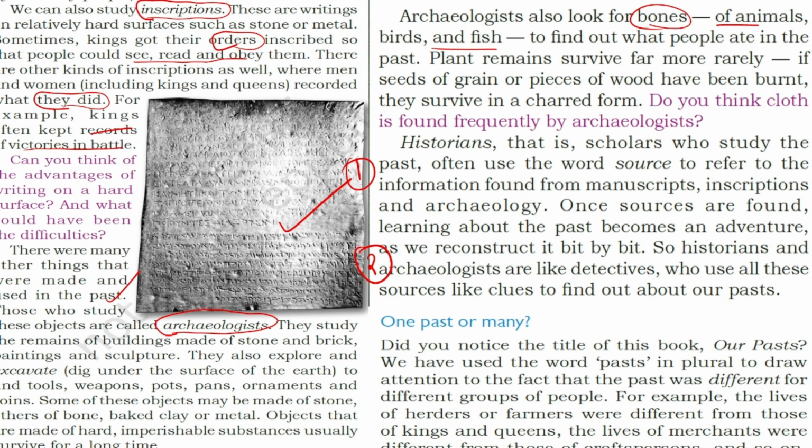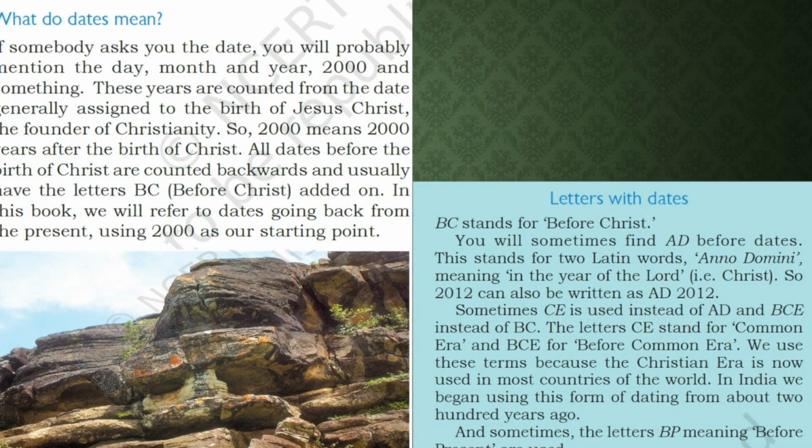Historians, that is scholars who study the past, often use the word source. So source is very important to understand. Source को हम दो पार्ट में जनरली बांटते हैं. One is literature and the other is archaeology source. Okay, this is what we know about this one. So there are different types of past. In the past we had farmers, herders, kings, queens, merchants and different sections of people living in the past. It is mentioned in the class 6 NCERT.